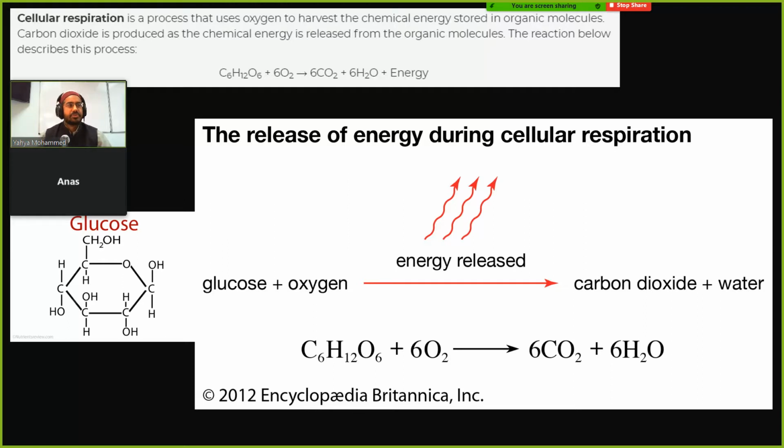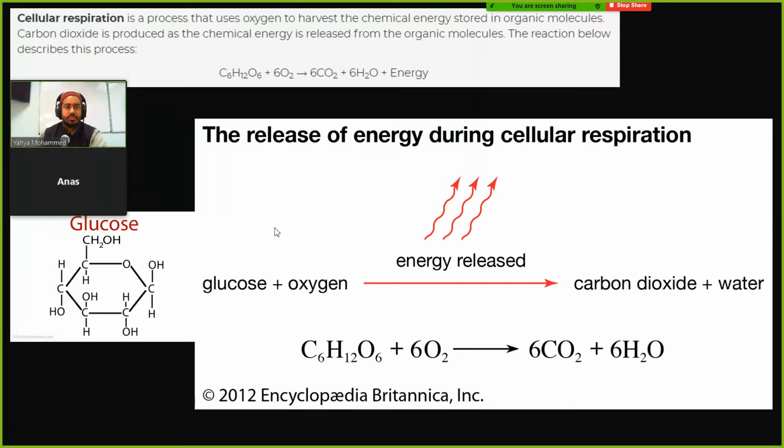Wait, cells make energy, right? So respiration often means like breathing, right? Like breathing in and out, something like that. So it's something to do with oxygen, right? So this is the reason why we need oxygen, right? Any animal or any creature, any organism might need oxygen in order to produce energy in the cell, right?